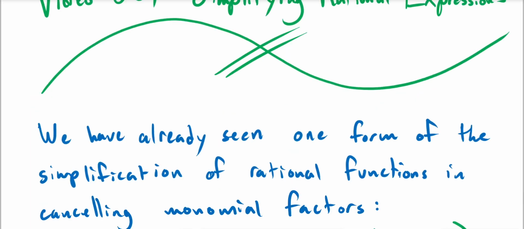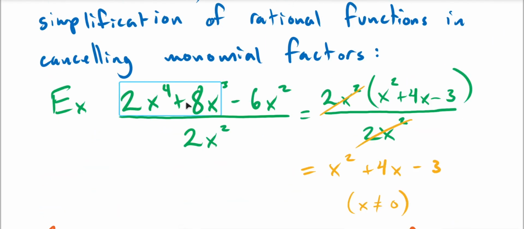We've already seen at least one form of how to simplify rational expressions in the form of canceling monomial factors. For example, in the following polynomial, one could factor the GCF out of the top and cancel it with the denominator. In this case, it cancels completely, and we just get the remaining factor in the numerator. Of course, we have to keep in mind that x cannot be equal to 0 in this case, even though with this canceled term, it doesn't appear to pose much of a problem.